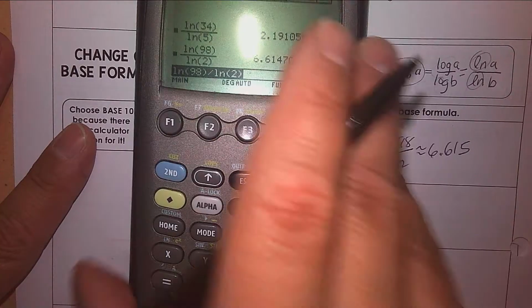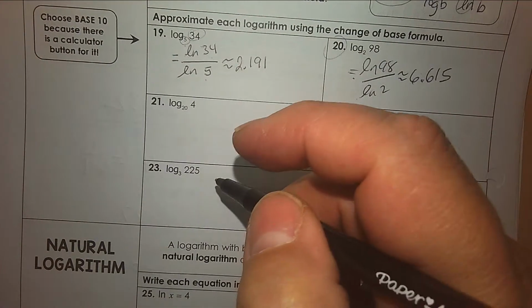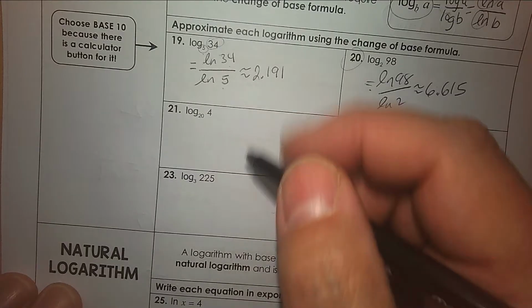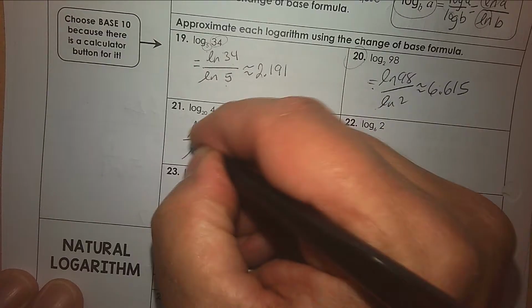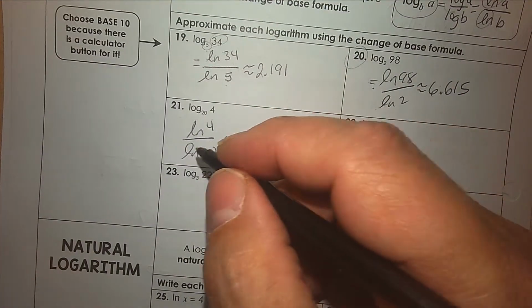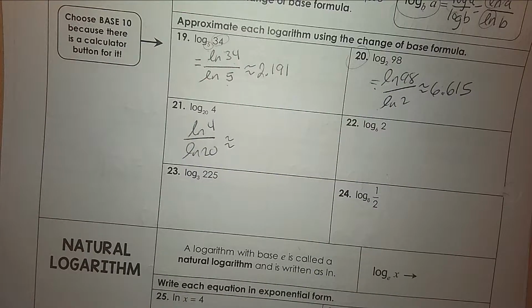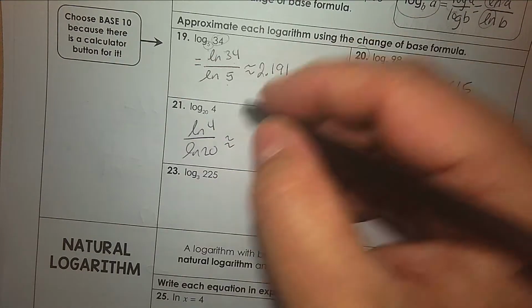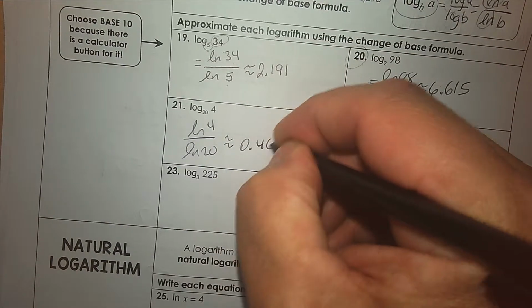Keep going all the way down and use your calculator. Here, ln 4 divided by ln 20. Now, why am I doing this compared to what I did before? Because none of these answers are whole numbers. They're not rational. They're irrational. And so I need my calculator to calculate that irrational answer. So what's ln 4 divided by ln 20, right? And then use your calculator.